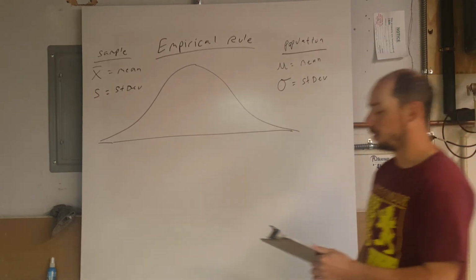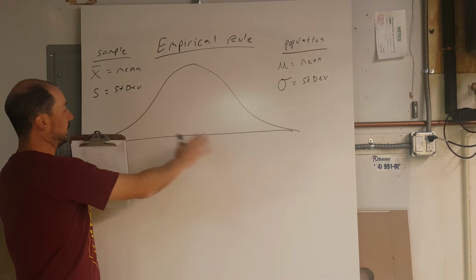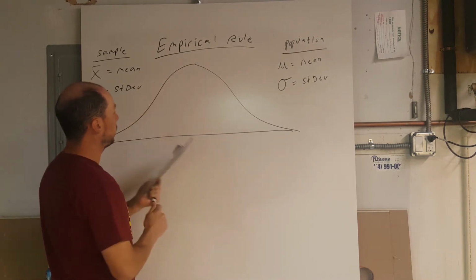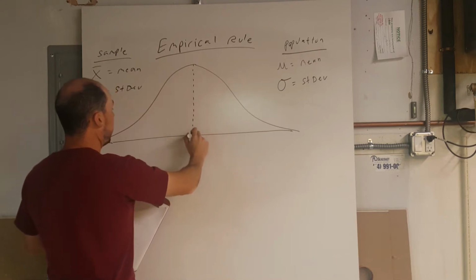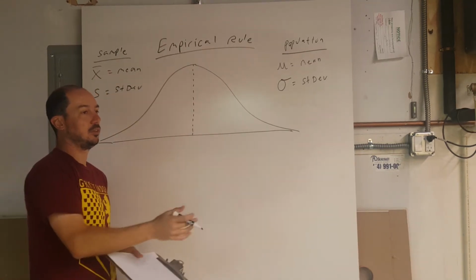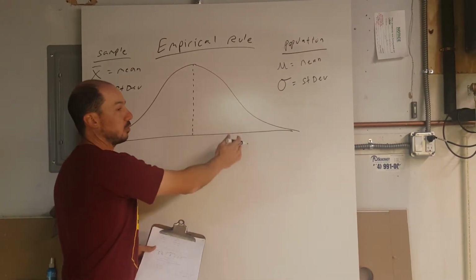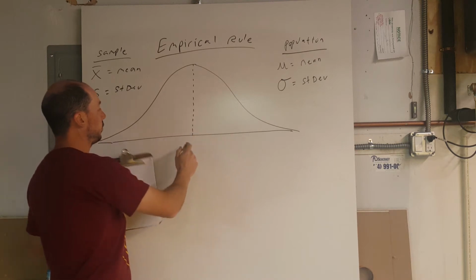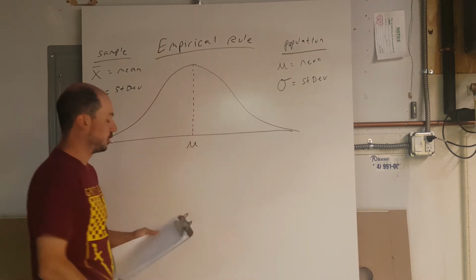For our empirical rule, if your data is normally distributed, which means it's symmetric, then in the middle is where your mean and median are going to line up. If your data is not symmetric, the mean gets shifted towards the skew. So if it's skewed right, then the mean will be more to the right. But if it's perfectly symmetric, the mean will be in the middle. So we'll put the population mean right there in the middle.